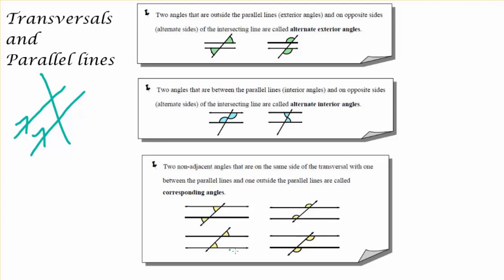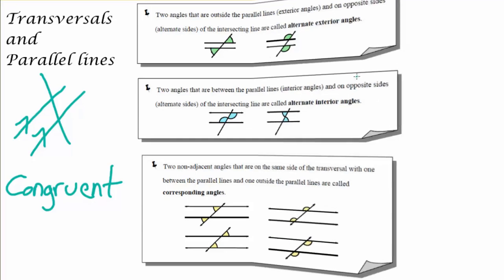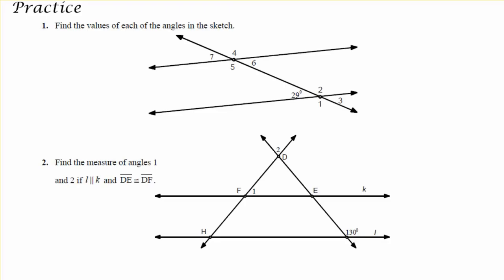Now, if I have two non-adjacent angles on the same side of the transversal, with one inside and one outside, they're called corresponding. And all these angles have in common that they are all congruent. All these pairs of angles, wherever you may find them, are congruent to one another. So let's take a look at some examples.